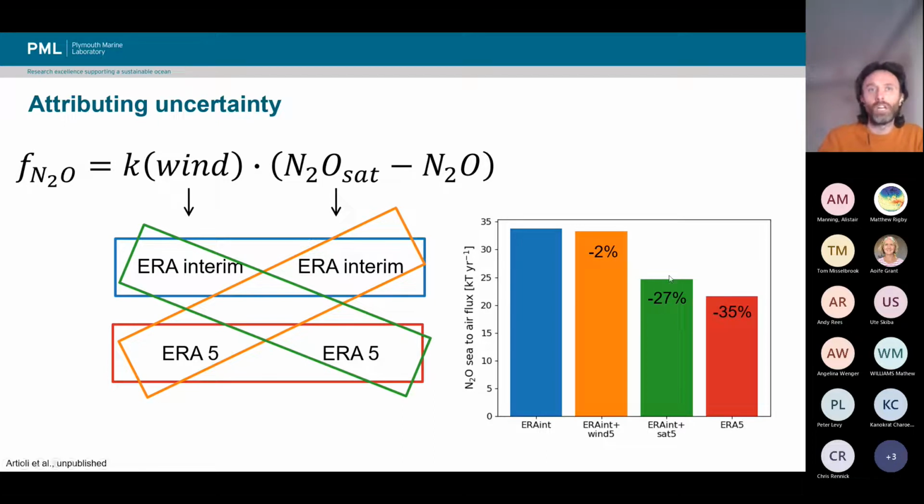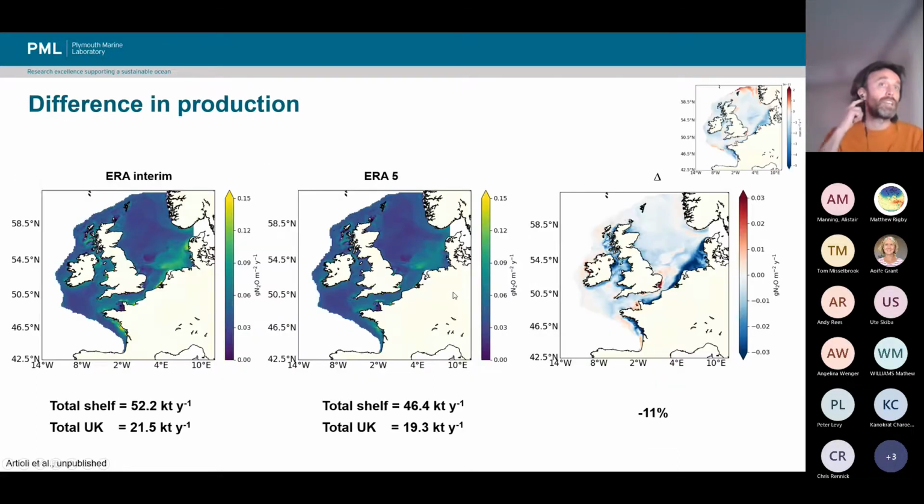Obviously, the two numbers are not yet exactly the same, and even if we factor in the wind component here, there is at least 8% that is not justified by these two. And this can actually be explained by looking at the difference in the actual production of N2O in the water column.